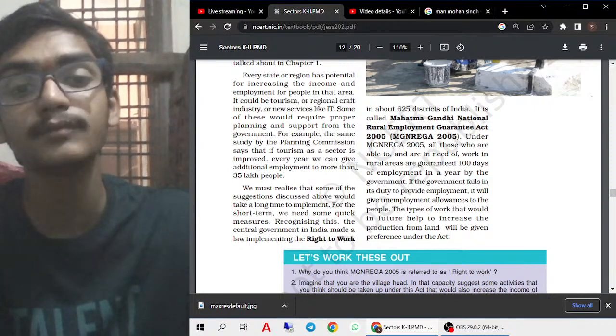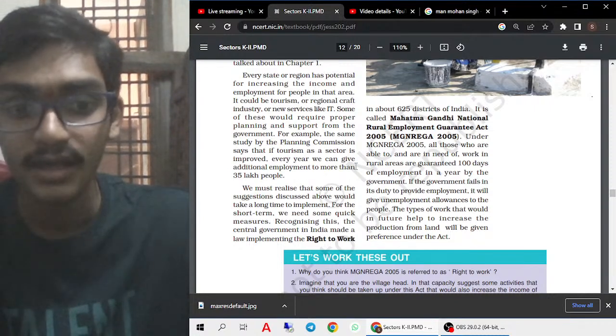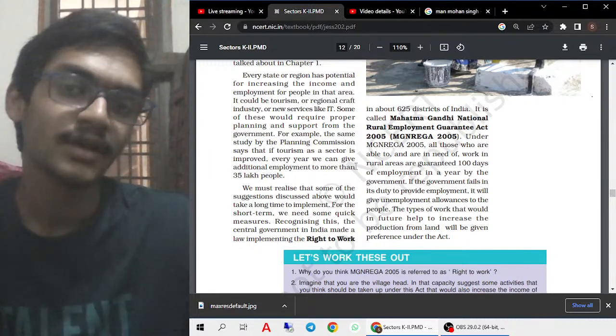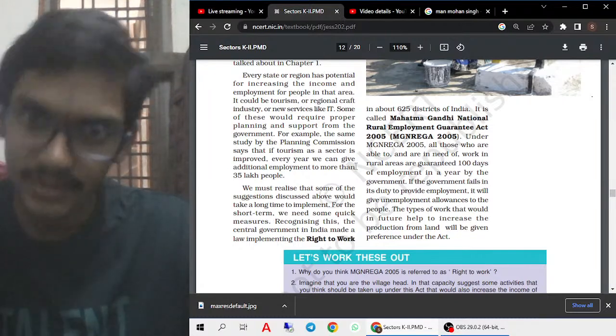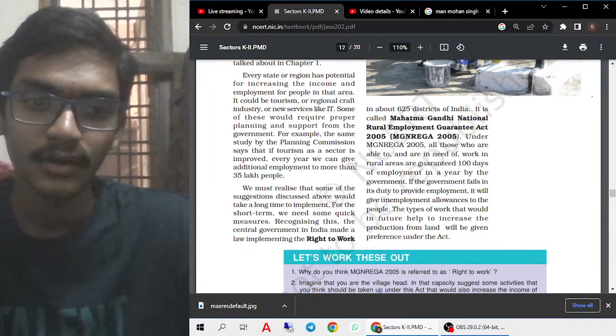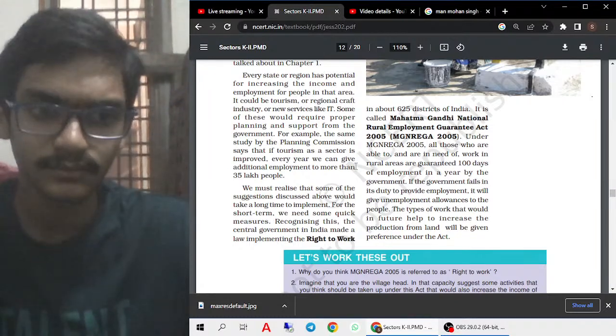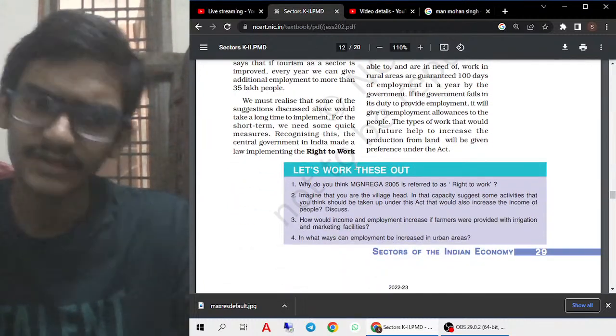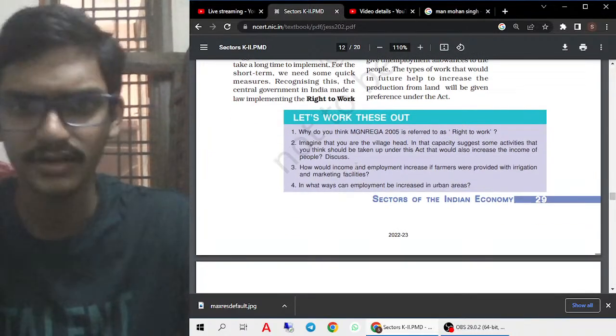That means they'll give unemployment allowances to the people. And in the future, this will also create the right to work. This will ensure that people get some work in different kinds of areas, so they work in different sectors. Based on the different sectors, they'll get the work.